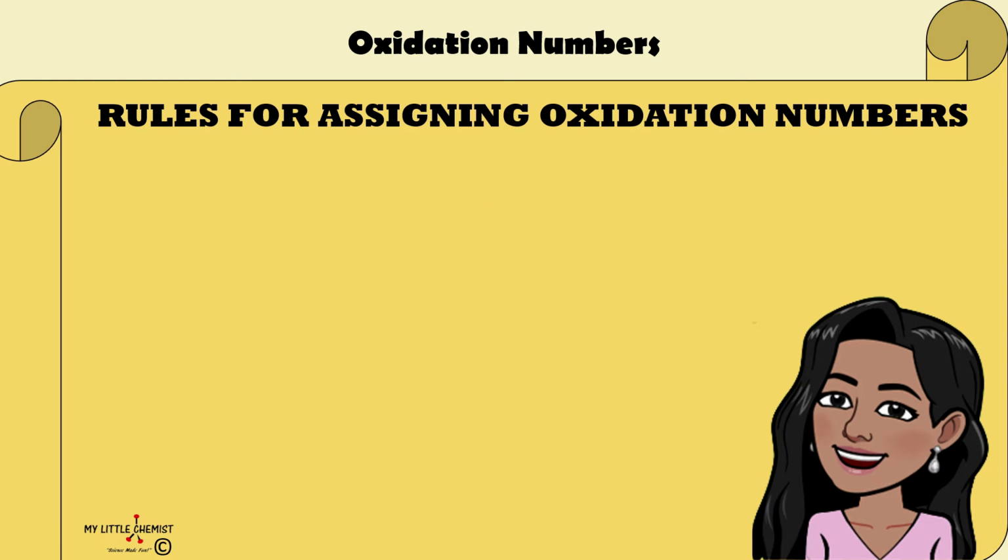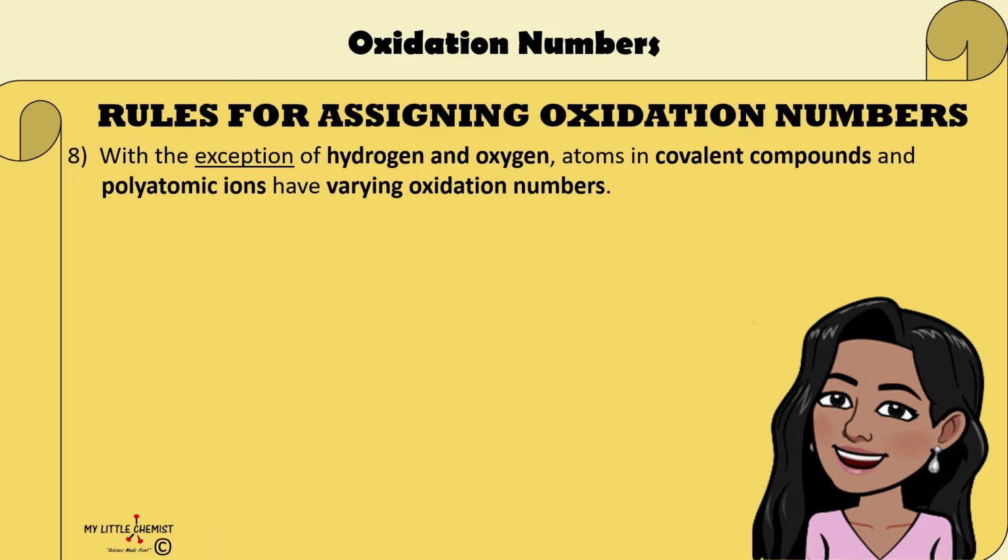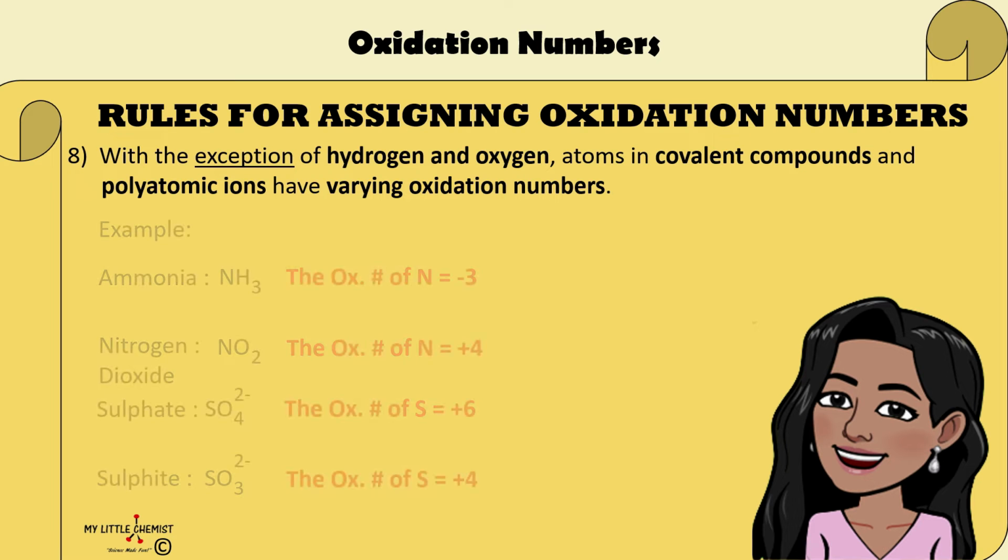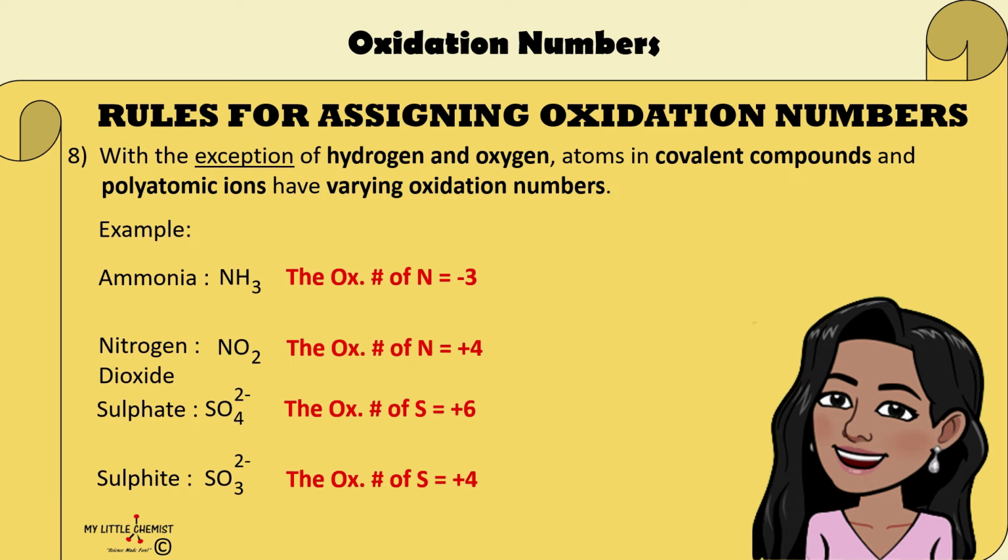Rule number 8. With the exception of hydrogen and oxygen, atoms in covalent compounds and polyatomic ions have varying oxidation numbers. Here we can see the oxidation number of nitrogen in ammonia is -3, but in nitrogen dioxide it is +4. Notice also the oxidation number of sulfur in sulfate is +6, but in sulfite it is +4.